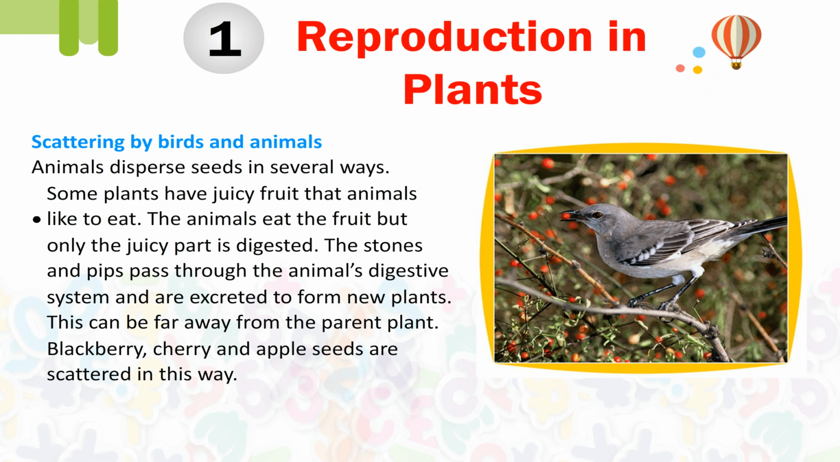Animals disperse seeds in several ways. Some plants have juicy fruit that animals like to eat. The animals eat the fruit, but only the juicy part is digested. The stones and pips pass through the animal's digestive system and are excreted to form new plants. This can be far away from the parent plant. Blackberry, cherry, and apple seeds are scattered in this way.